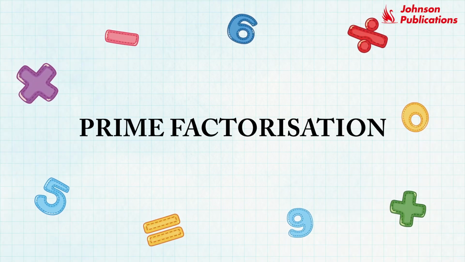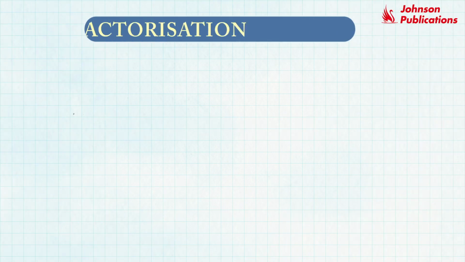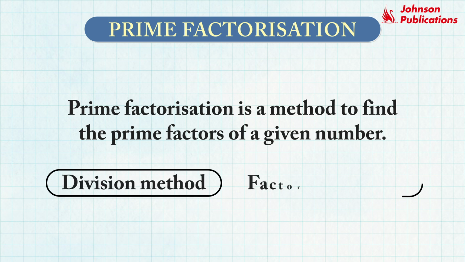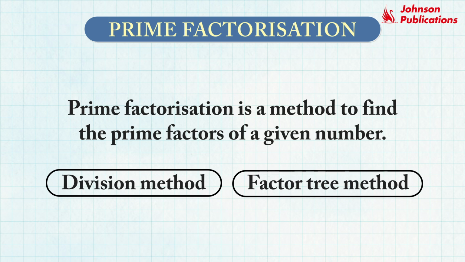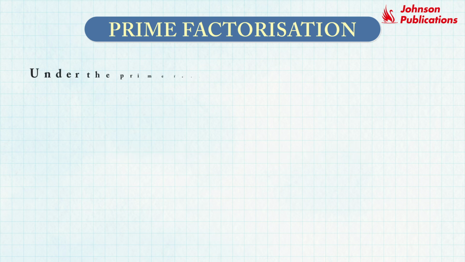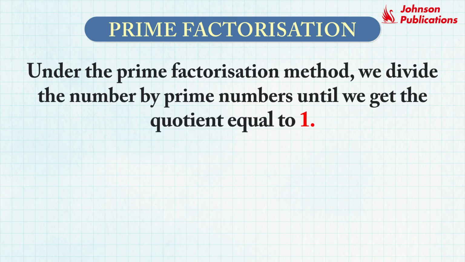Prime factorization. Prime factorization is a method to find the prime factors of a given number. There are two methods to find out the prime factors: division method and factor tree method. For example, find out the prime factors for 12. Under the prime factorization method, we divide the number by prime numbers until we get the quotient equal to 1.